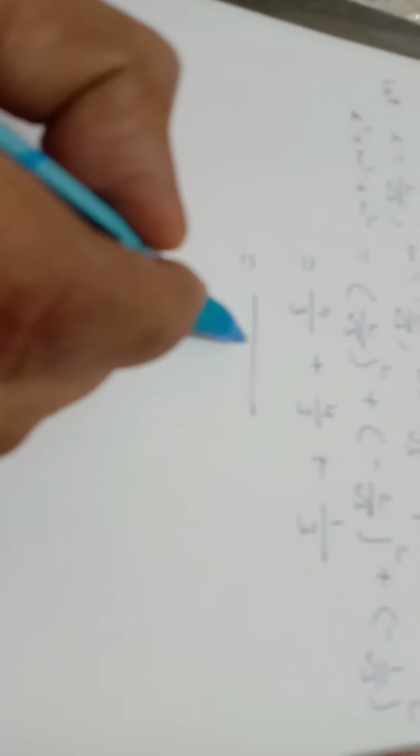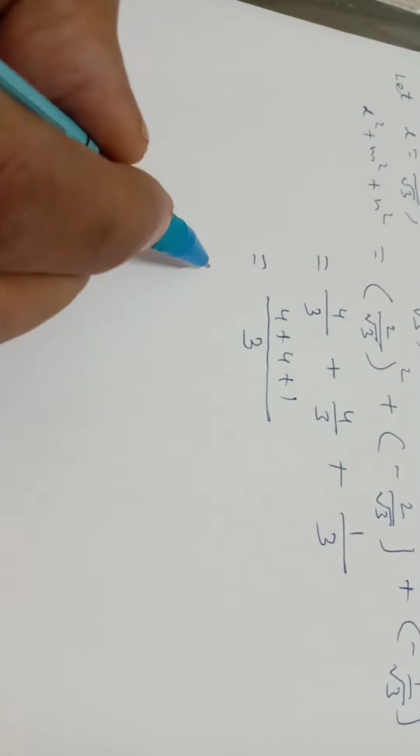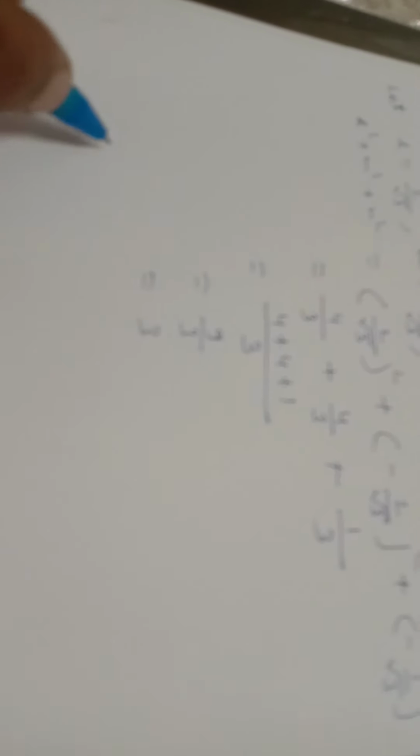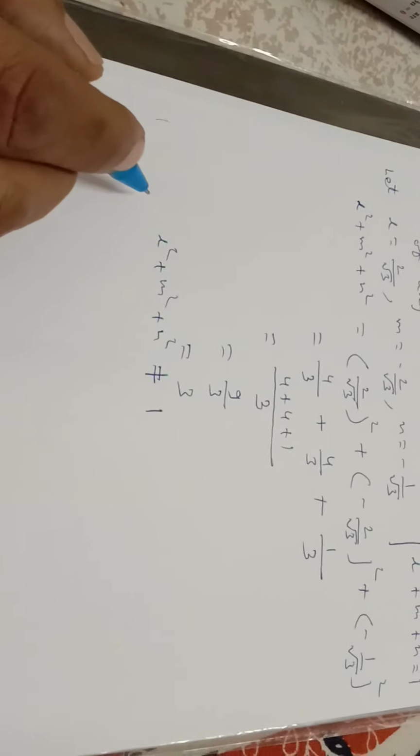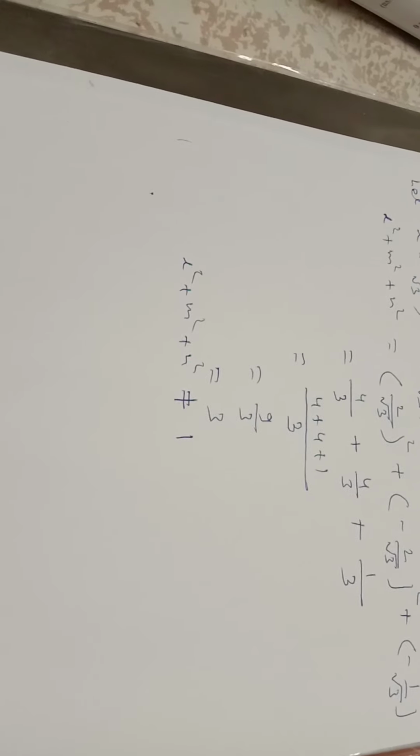Addition of 3 ratios, and in these 3 ratios denominators are equal. So LCM 3. Add numerators. 9 by 3. And we can observe that L square plus M square plus N square is equal to 3, means it is not equal to 1. So these direction cosines do not satisfy the required condition. It means that line in space cannot have these as direction cosines.